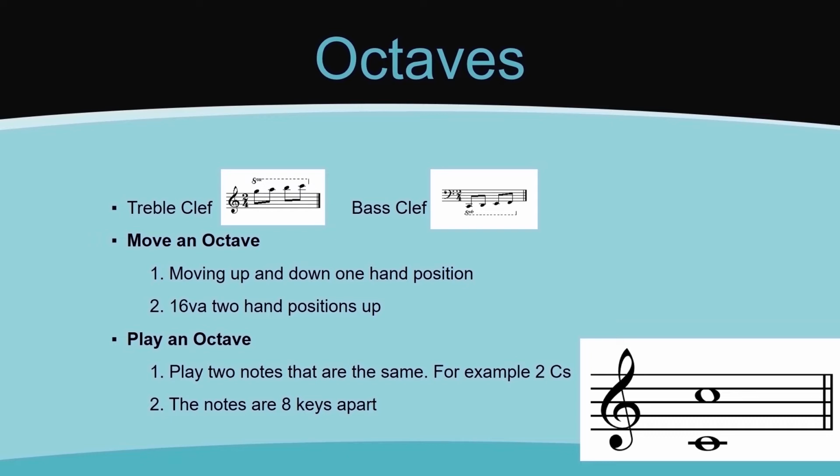We've learned that moving an octave means to move our hand position either up or down, depending on the sign, one hand position. Now, if we had 16VA, we would actually move 2 hand positions up. And of course, this helps us not to read difficult notes above the ledger lines. Playing an octave is when we actually play two C's together or two D's, whatever note we want to play in an octave.